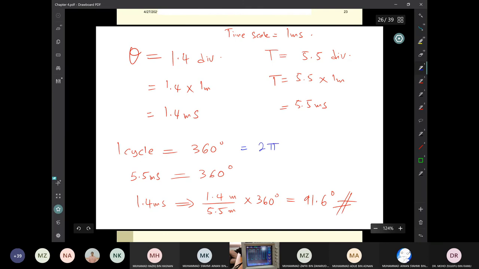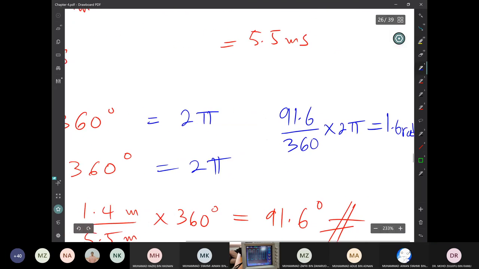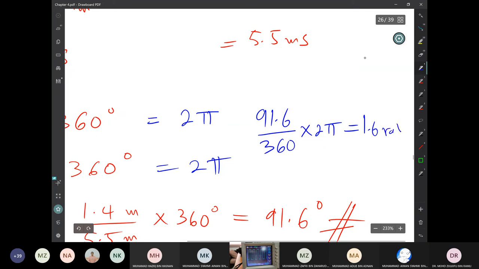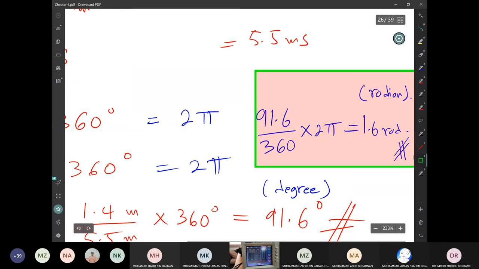Ataupun you can convert this value kepada pi. For one cycle is 2 pi normally. So for this one, how many pi? 91.6 bahagi 360 kali dengan 2 pi. So in radian lah kita panggil. Kita akan dapat 1.6 radian. Unit dia radian. This one, ini unit in degree. Ini radian.